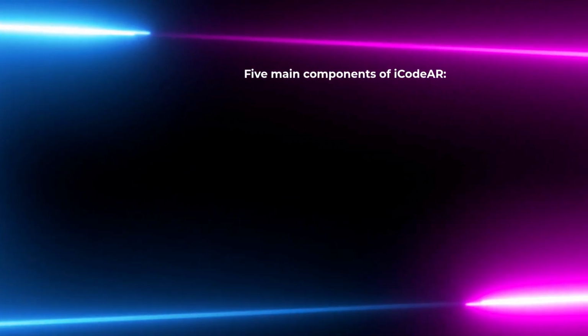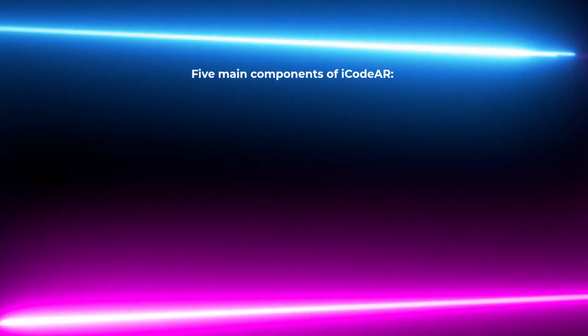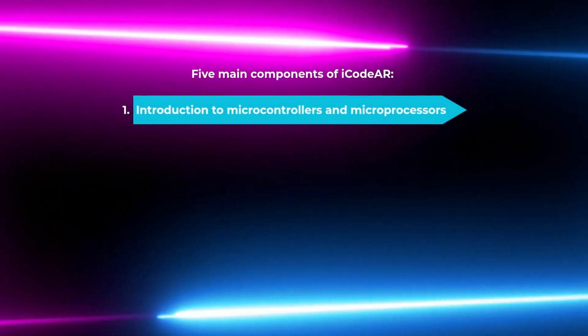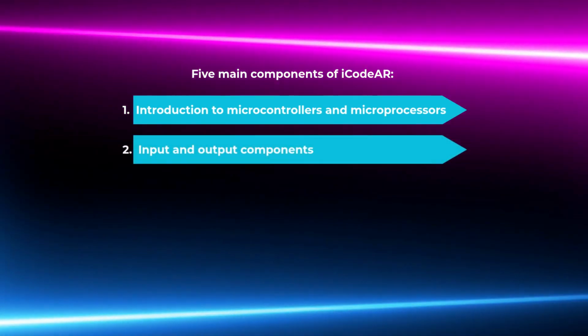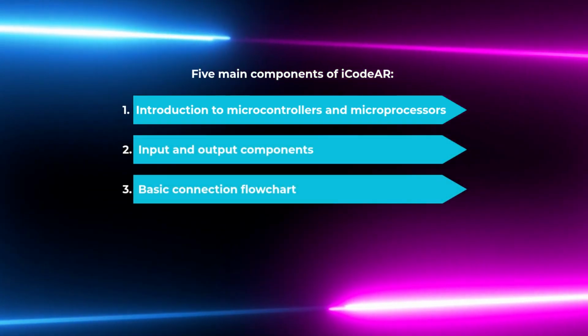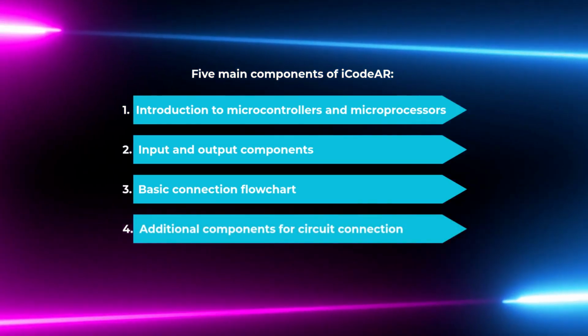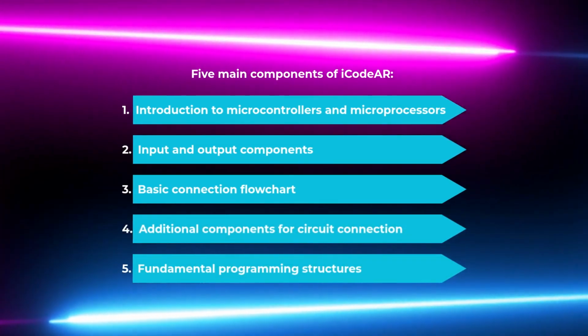The design of this module is divided into 5 main components. The first one, Introduction to Microcontrollers and Microprocessors. Second, Input and Output Components. Third, Basic Connection Flowchart. Fourth, Additional Components for Circuit Connection. And lastly, Fundamental Programming Structures.